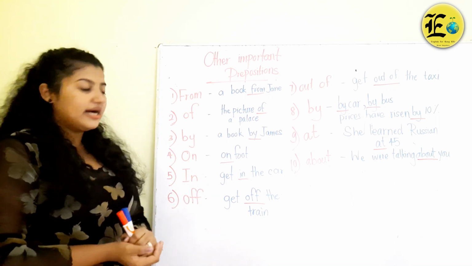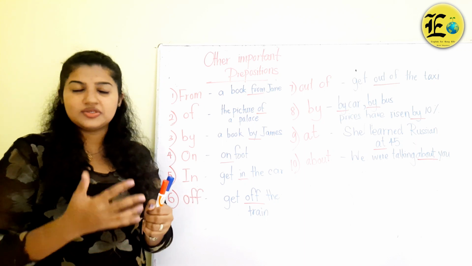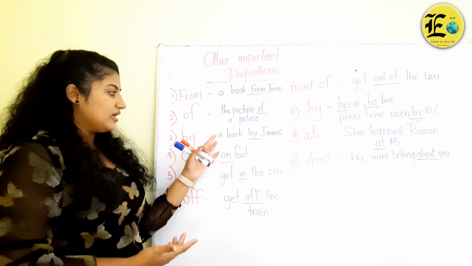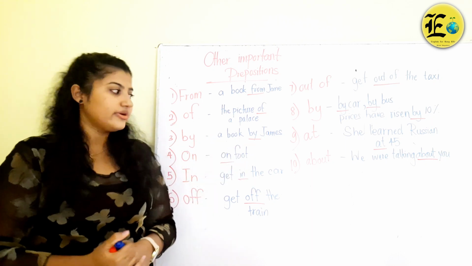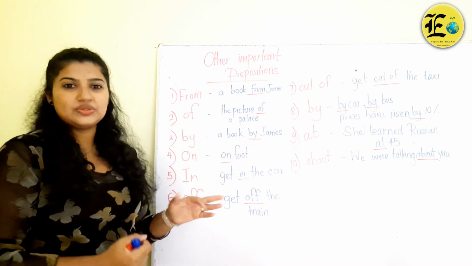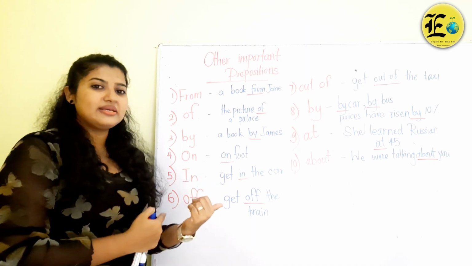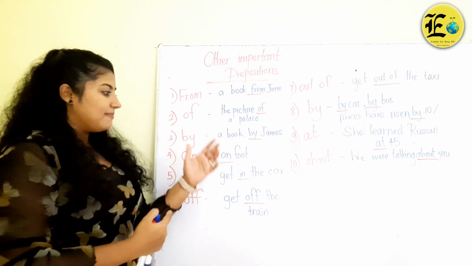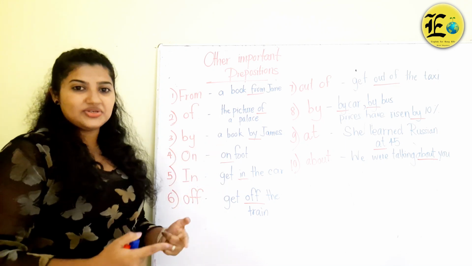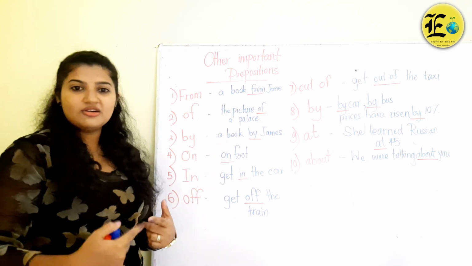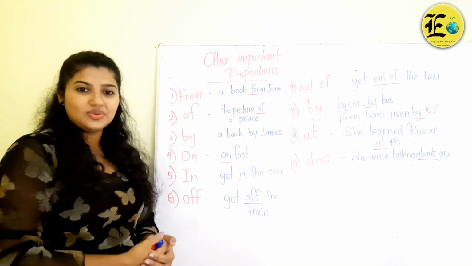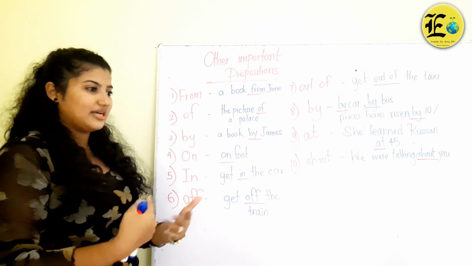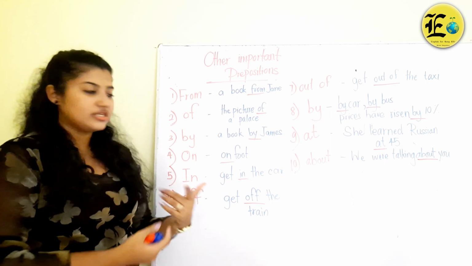And then we have by. You can normally use it to describe the author of a book, a book by James, right? And on. You might have come across this same example in prepositions of place as well as prepositions of time. But here, on is also used to talk about on foot, on cycle. How do you travel to school? I travel to school on foot, right? So that means you're walking to school.